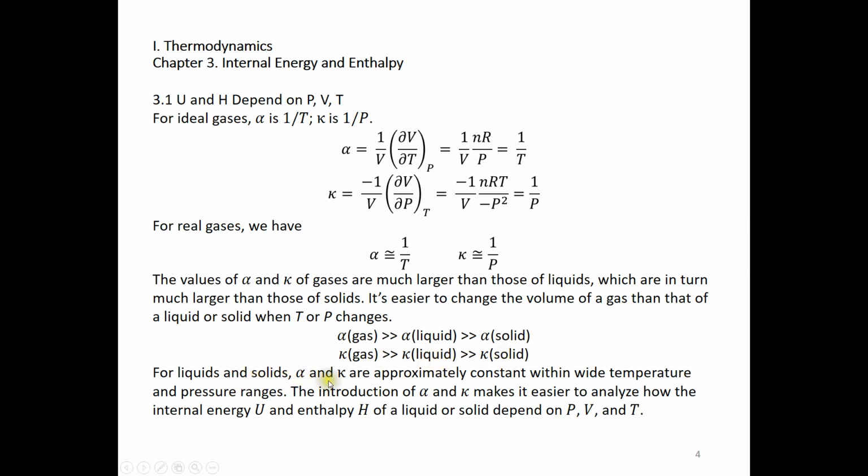For liquids and solids, alpha and kappa are approximately constant within a wide temperature range and a wide pressure range. And also kappa and alpha are pretty small. The reason we introduce these two concepts, alpha and kappa, is to just make it easier to analyze how the internal energy, U, and enthalpy, H, of a liquid or solid depend on pressure, volume, and temperature. We'll see that later.